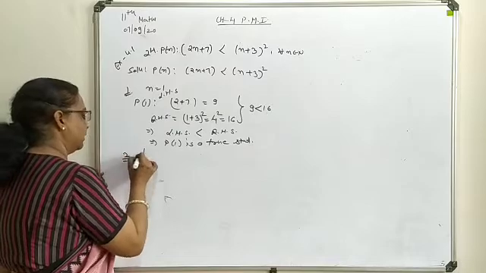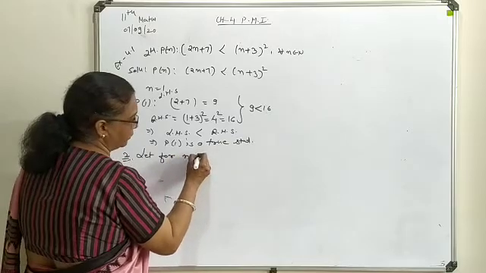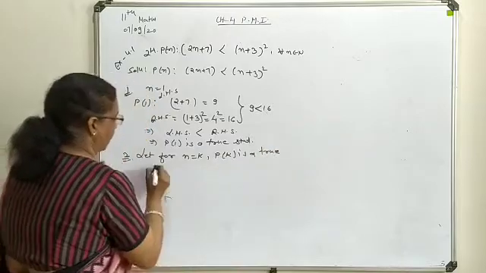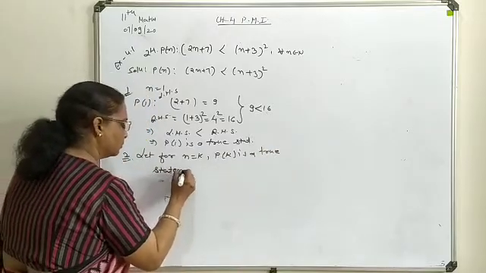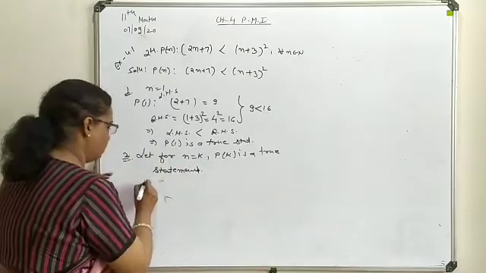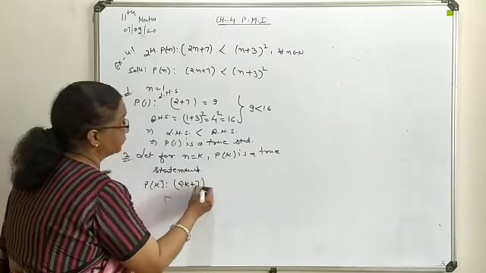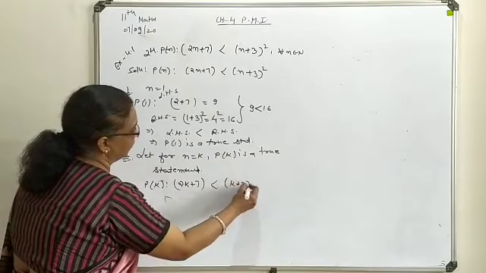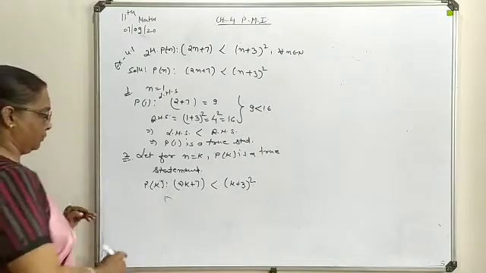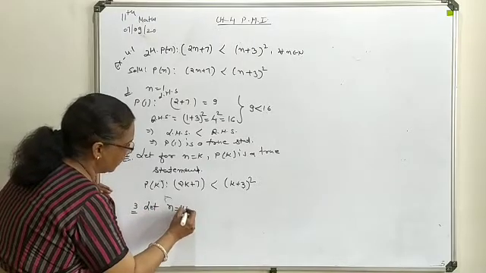Second step: let for n is equal to k, P(k) be a true statement. So as such we will carry it: 2 power 2k plus 7 less than k plus 3 whole square. Now as such this is carried for the next step. Now third one, we will take n is equal to k plus 1.